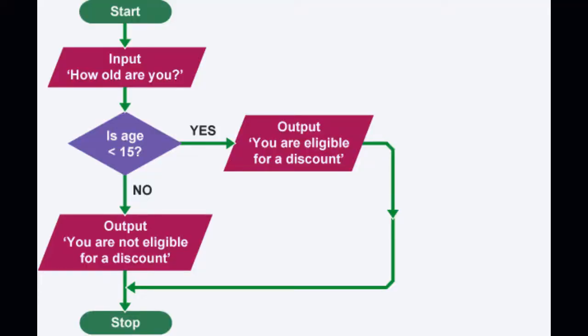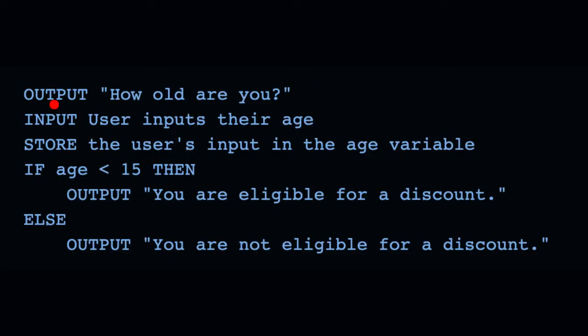Let's take a look again at the flowchart. So start, input how old are you, and a decision, two branches, yes and no. If yes, you're going to get a discount. If no, you're not eligible at all. Now we're going to convert this to pseudocode. So now look at my pseudocode.